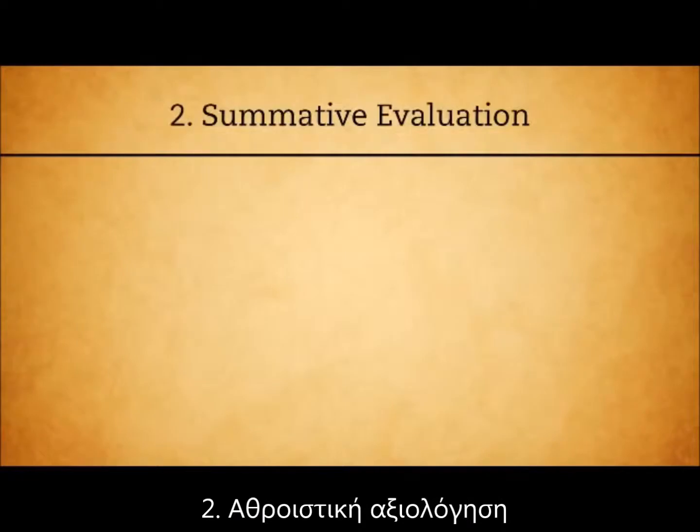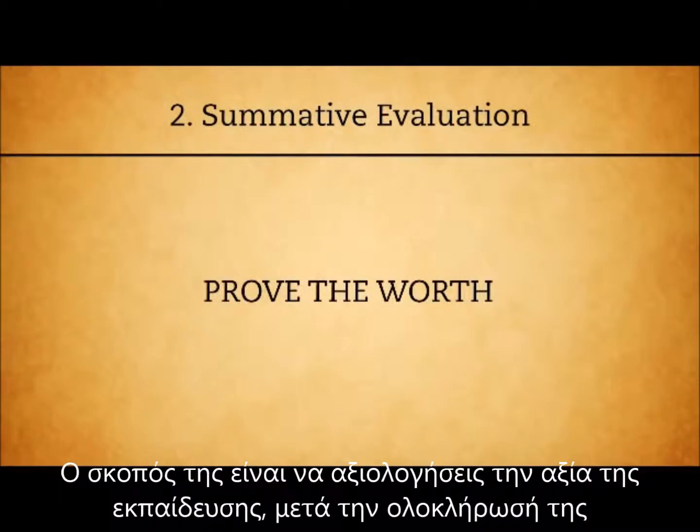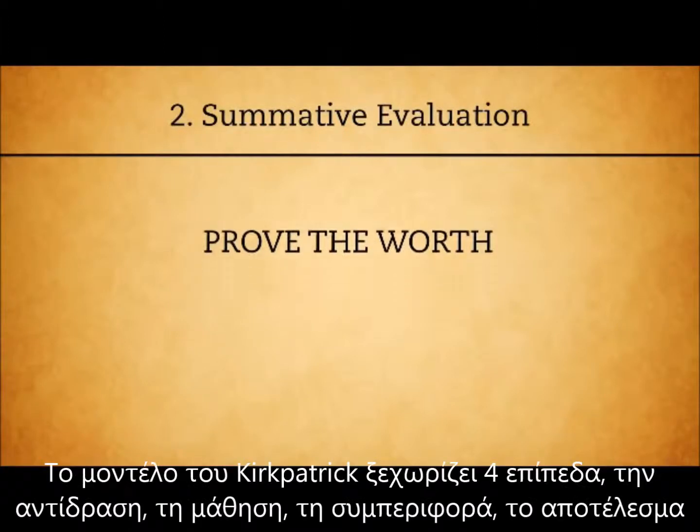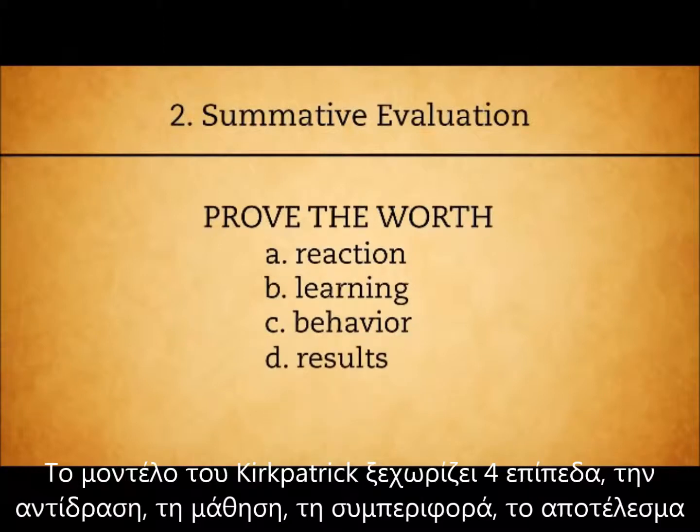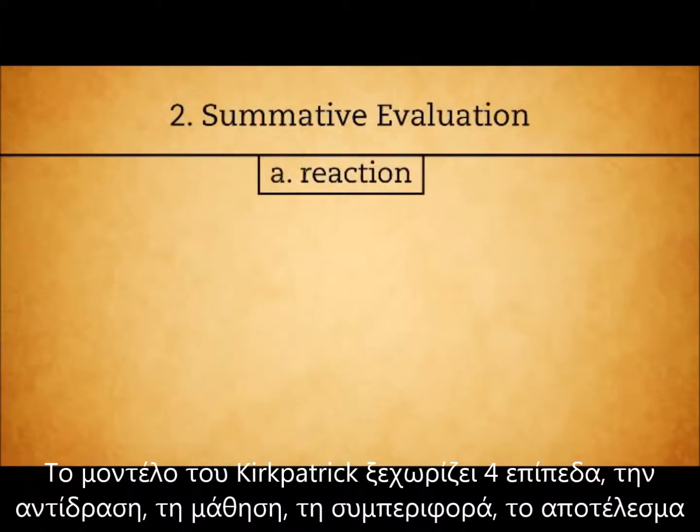The other stage in the evaluation phase is the summative evaluation. The purpose of a summative evaluation is to prove the worth of the instruction after it is completed. Kirkpatrick's model outlines 4 types of outcomes to evaluate: the reaction, learning, behavior, and results. It is wise to document the reaction of your learners.